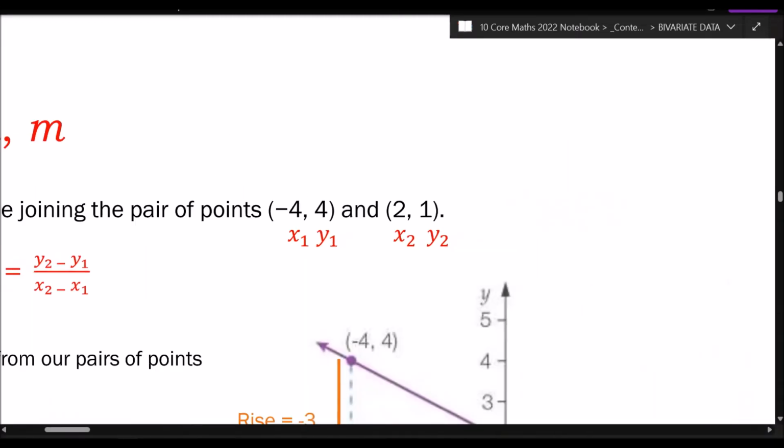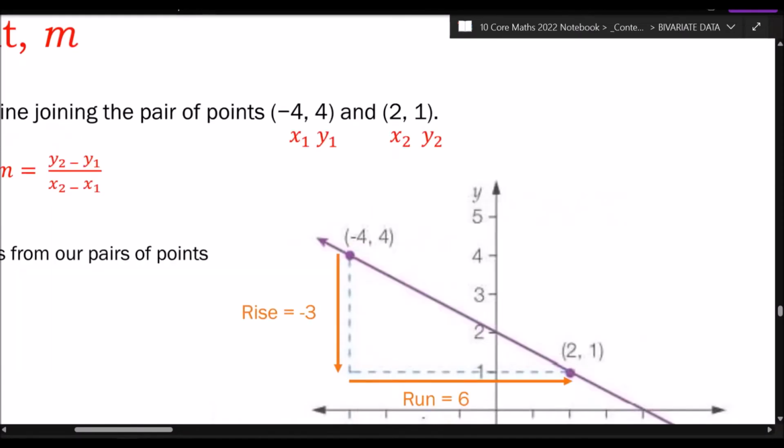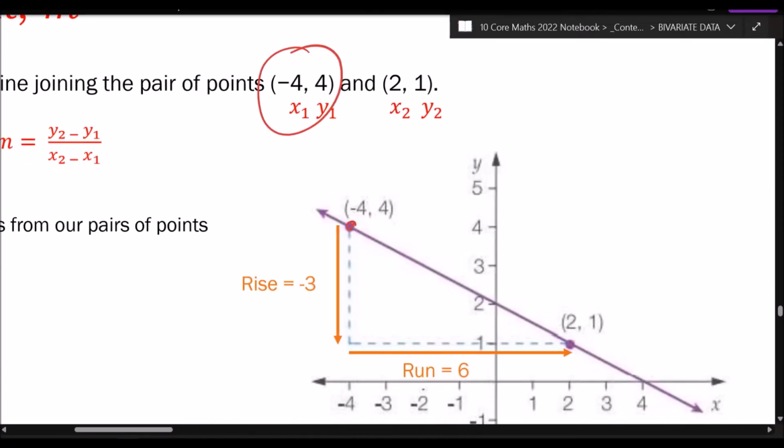Okay, so the first point I can see is negative 4, 4. So that's this point right there, because it's negative 4 and then up to the 4 there. Okay, negative 4, 4. And the other point is 2 and then 1, which is there. Those are my 2 points.